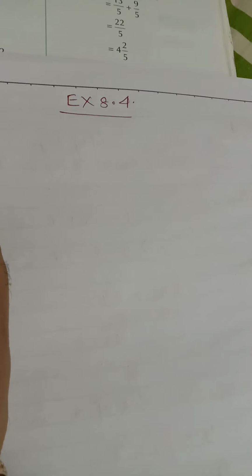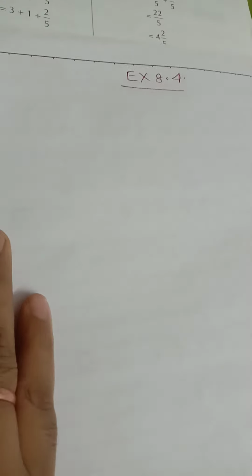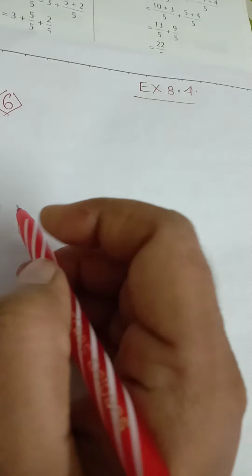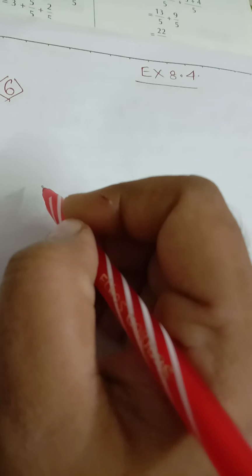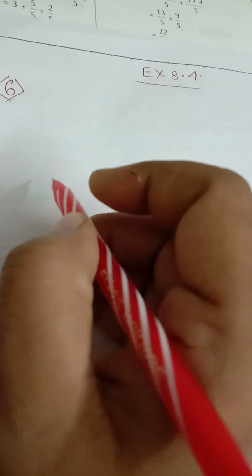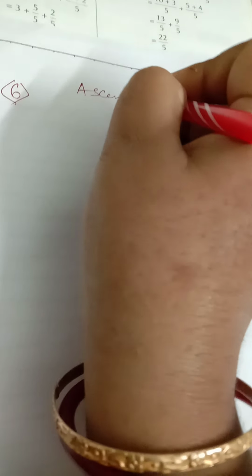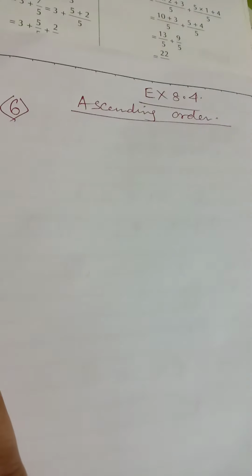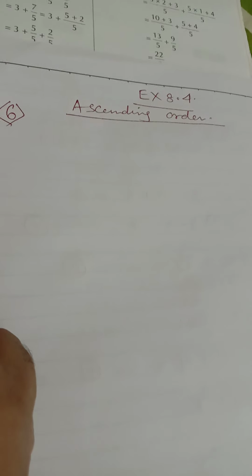Good morning, dears. We have completed up to question number 5, where we had to write ascending and descending order when the fractions are like fractions. Now, in question number 6 from exercise 8.4, you can see you have been given the numerators equal and denominators different, and you have to write the fractions in ascending order. As you know, if the numerators are the same, the fraction with the bigger denominator is smaller.